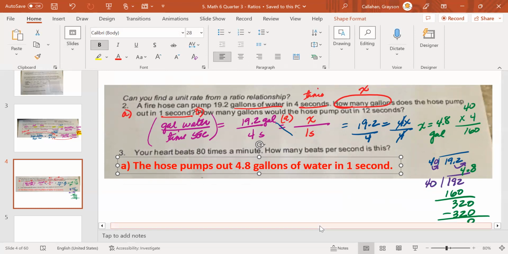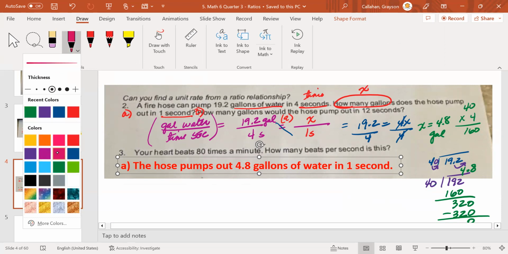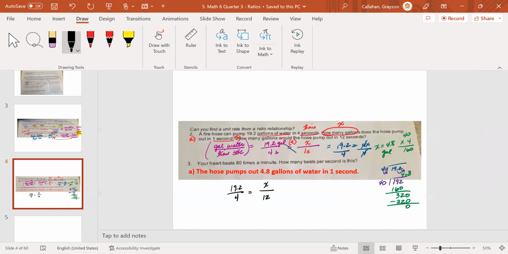Okay. So then let's go ahead and take a look at part B. Part B says how many gallons would a hose pump out in 12 seconds? Okay. So then here we're going to use the same thing. 19.2 over 4 equals x over 12 seconds. X is going to be on top, right? If you're just doing this as an estimate, Grayson, sometimes it's important to do that. Remember, 19.2 over 4 seconds, right?